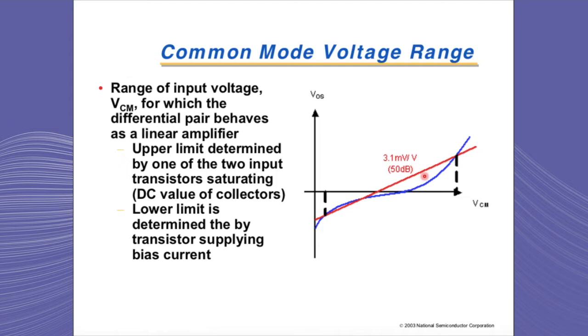Common mode voltage range of the signal refers to the input voltage range for which the differential input pair is still within its linear operating region. The upper and lower limits are determined by different transistors and internal circuitry of the op amp, and we will go over them when we're talking about the internal circuitry of operational amplifiers.